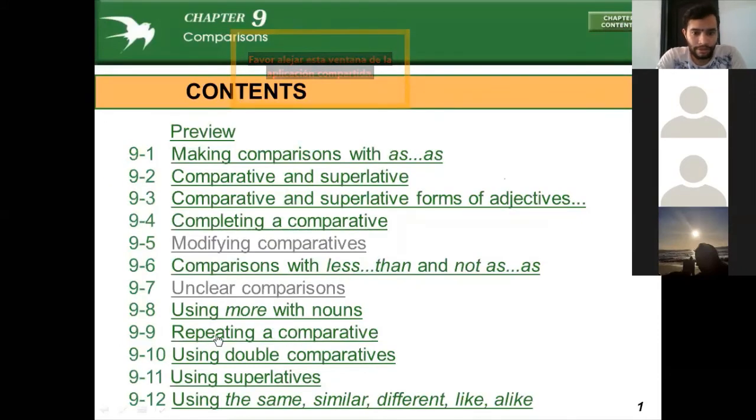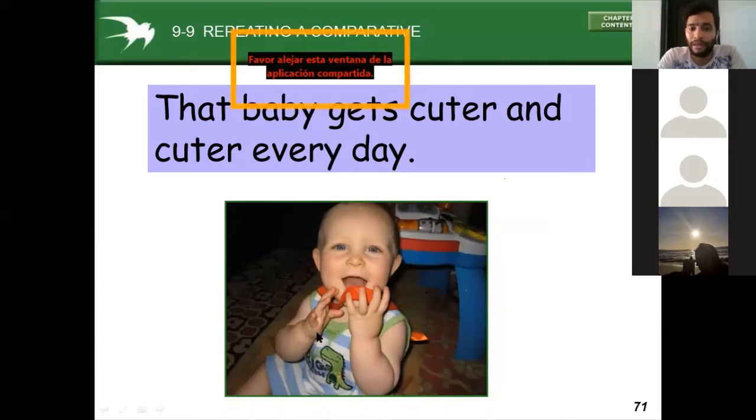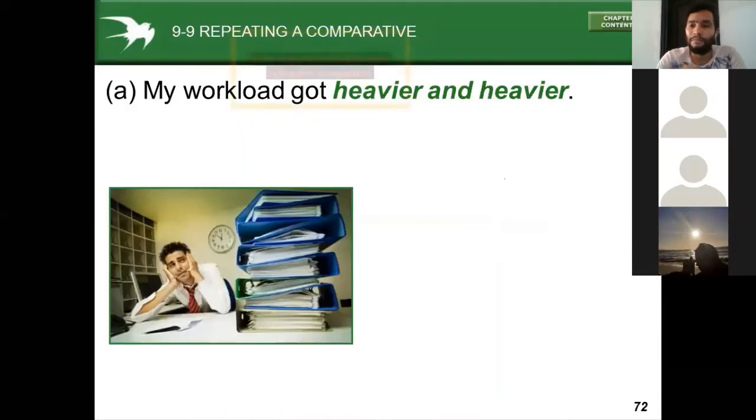Let me continue with the other one. Repeating comparatives. This is also something that is pretty often used in English. Take a look at the example we have here in the picture, the little baby who seems to be happy. It's quite cute, right? So that baby gets cuter and cuter every day. What are we doing? We are repeating the comparative, cuter and cuter. And why do we do this? I'm going to give you the meaning in other examples. Take a look at the man. He has a lot of work to do and he is stressed out.